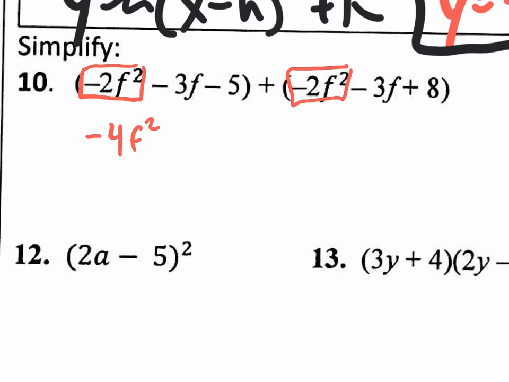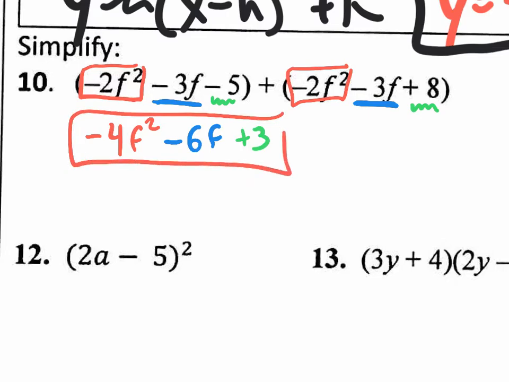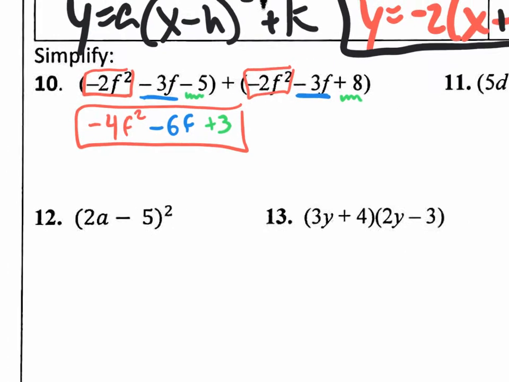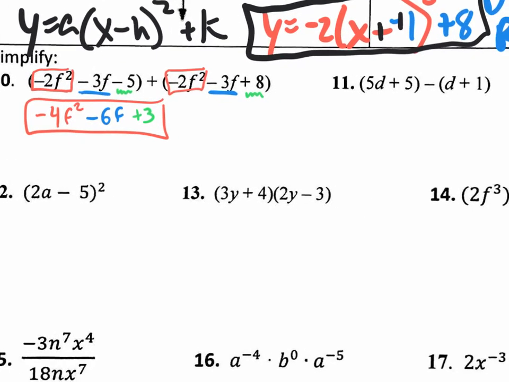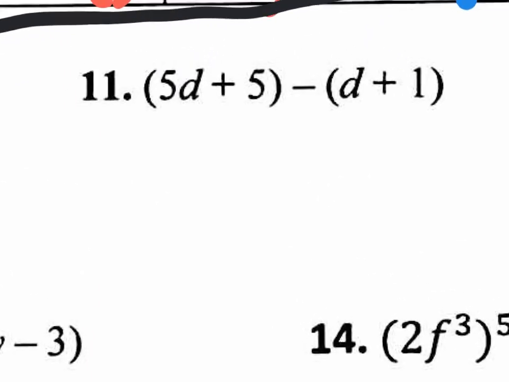Now, let's go on to the f's. We have -3f and another -3f. Well, you owe 3, you're going to owe 6 of those f's. And last but not least, you owe 5, you have 8, you're going to have 3 left over. We are done. That's like the easiest type of question I could ask, right? Maybe I don't ask it. It's too easy.